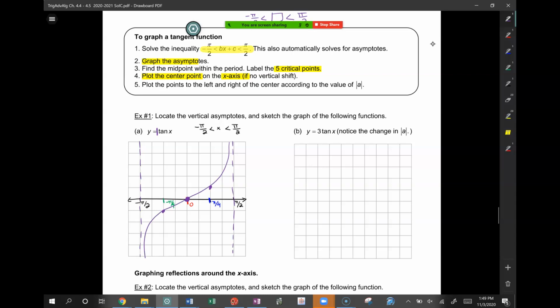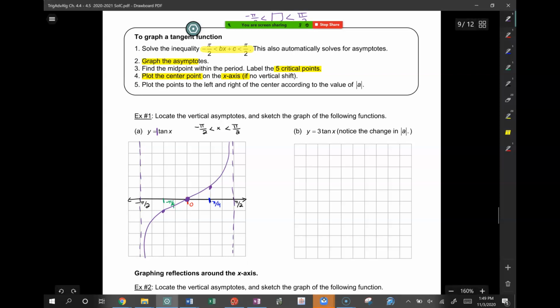Now, for the tangent ones, I'm not going to recommend that we skip boxes. So for the next one, I'm just going to do it without skipping any spaces. Cooper?